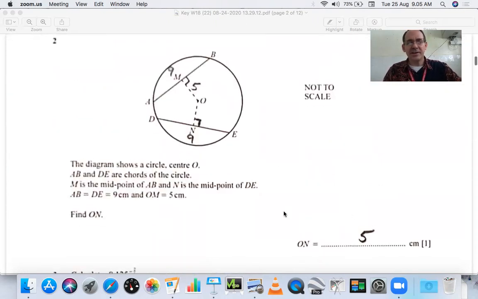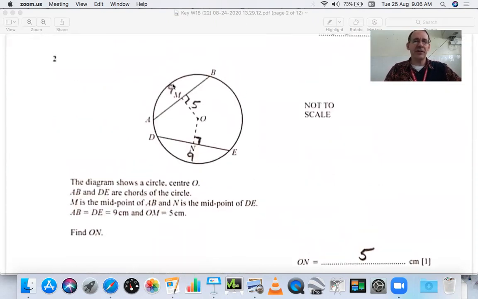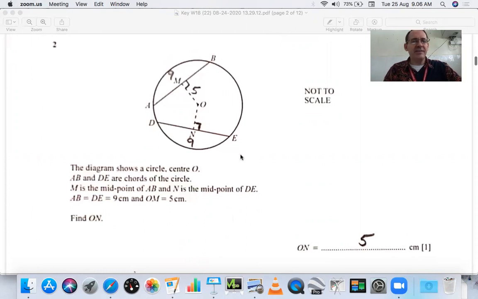Then here is geometric properties of circles involving chords. It says that O is the center, AB and DE are both chords of the circle, and M is the midpoint of AB, and N is the midpoint of DE. Now the significance of it being the midpoint means that from the origin to the midpoint creates a 90-degree angle.